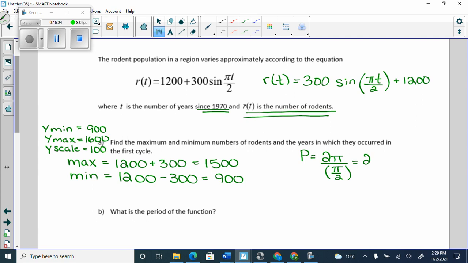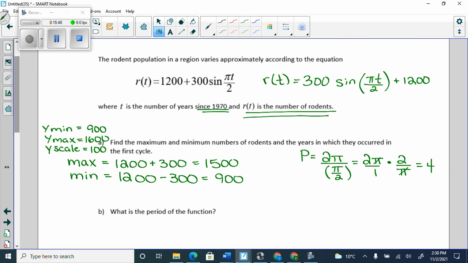So it's 2 pi, technically, times 2 over pi. So it's 4. 4 what? 4 years this rodent population is cycling. Correct? Awesome. So I would make my x min.